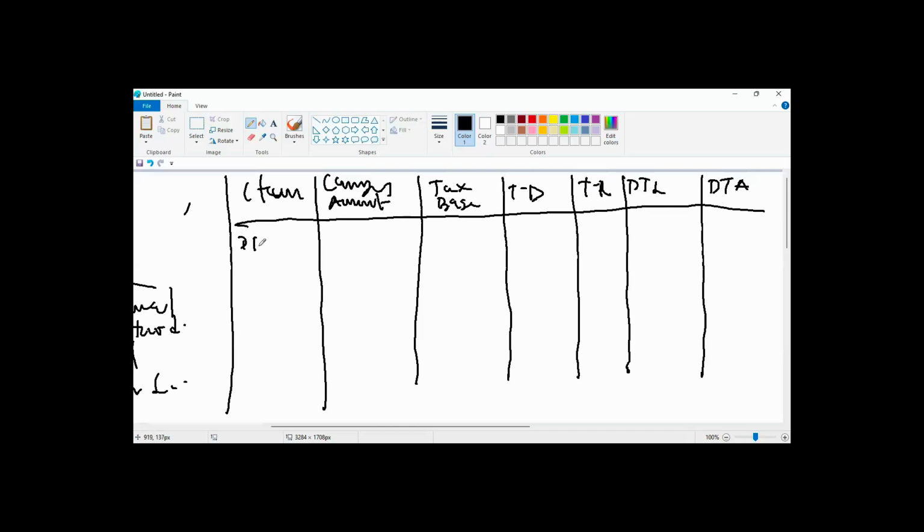Item, PPE, given in the question. What is the carrying amount of the PPE? 250,000. Do they give me the tax base? Yes, 218,750. Has it created a temporary difference? Yes. 250,000 minus 218,750 will give you 31,250.